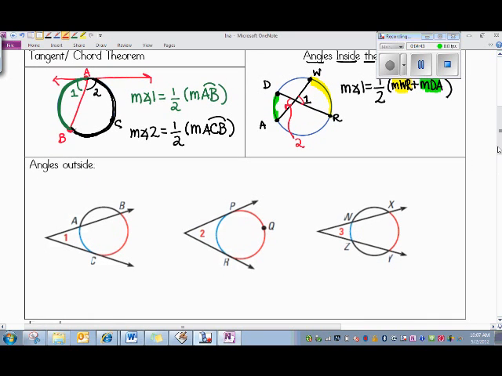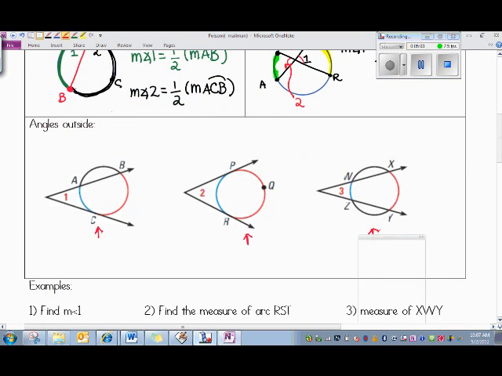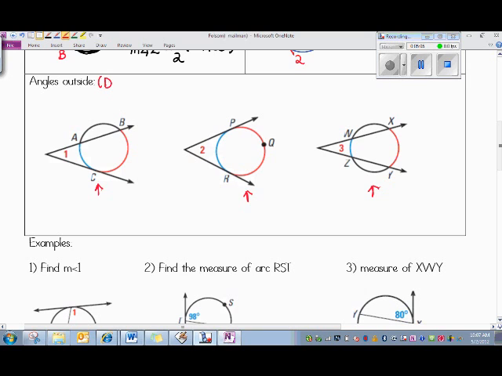Now, if you have situations where you either have a secant and a tangent or two tangents drawn to a circle, so this was a secant and a tangent, the first picture, angle 2 is created by two tangents, and angle 3 is created by two secants because they intersect the circle in 2 points. These are outside. And all of these formulas have to do with the difference. So you're going to be subtracting things, okay?